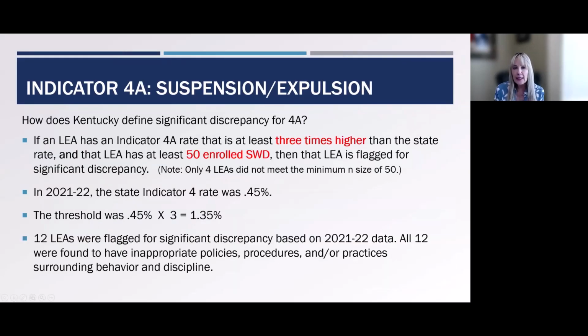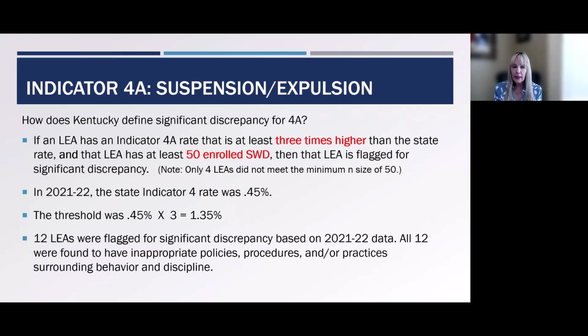How does Kentucky define significant discrepancy for 4A? If an LEA has an indicator 4A rate that is at least 3 times higher than the state rate, and that LEA has at least 50 enrolled students with disabilities, then that LEA is flagged for significant discrepancy. In 21-22, across the state of Kentucky, 0.45% of students with disabilities were suspended for greater than 10 days. We multiply that number by 3 to get 1.35%. That is our threshold. So if an LEA has suspended 2% of its students with disabilities and has at least 50 enrolled students with disabilities, it would be flagged.